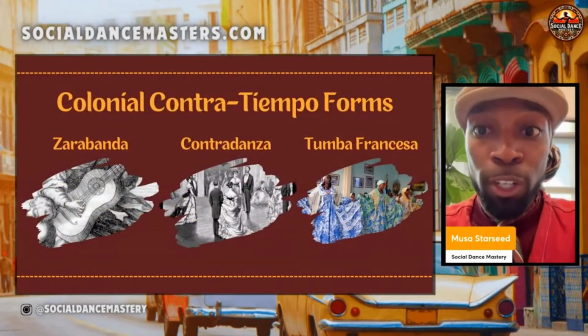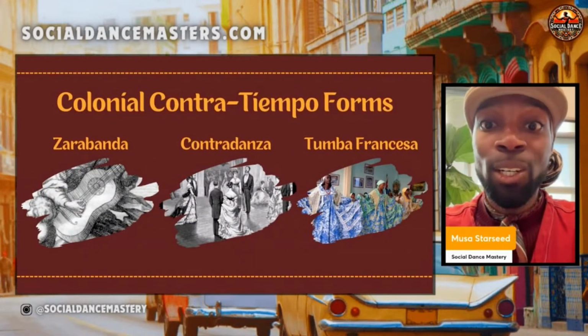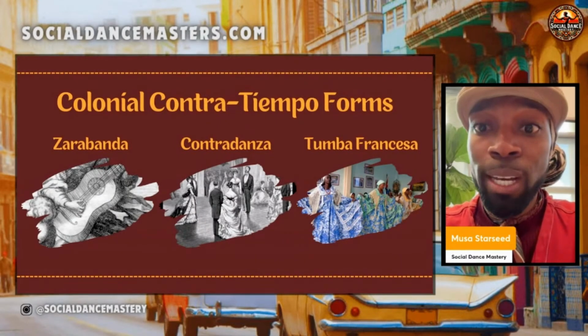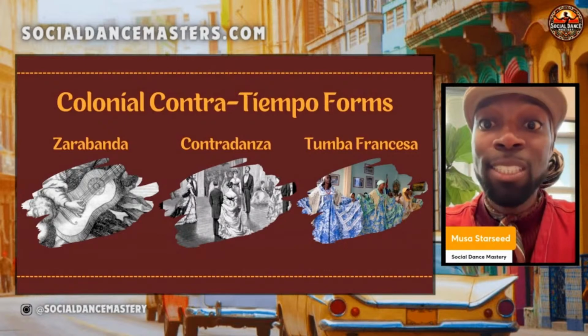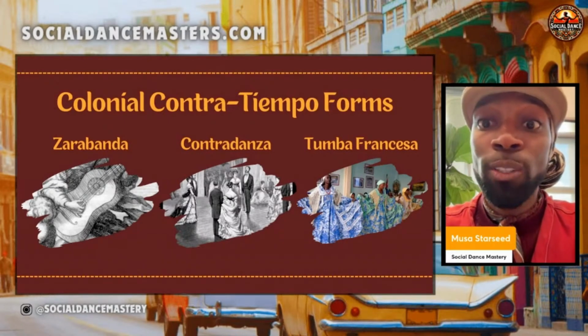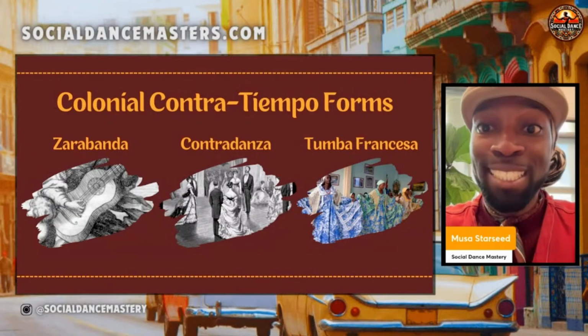So the first era that we're going to talk about is the colonial era. And these are all of the main contratiempo forms of music and dance in the colonial era that are important to really understanding the origins of On2. The zarabanda, the contradanza, and the tumba francesa.